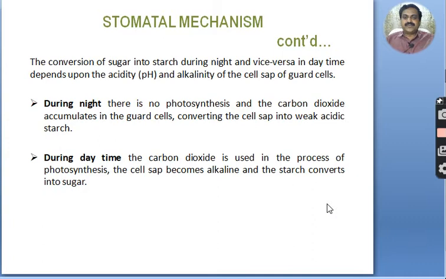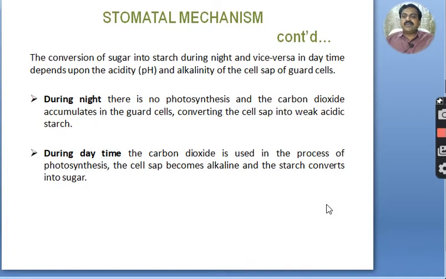Say during night there is no photosynthesis, and the carbon dioxide accumulates in the guard cells and converts the cell sap into a weak acid or starch. Whereas during daytime, the carbon dioxide present in the guard cell gets used up in the process of photosynthesis. The cell sap becomes alkaline in pH, and starch gets converted into sugar. This is the main reason: the interconversion of sugar into starch and starch into sugar in the guard cell is ultimately responsible for the opening and closing of stomata.